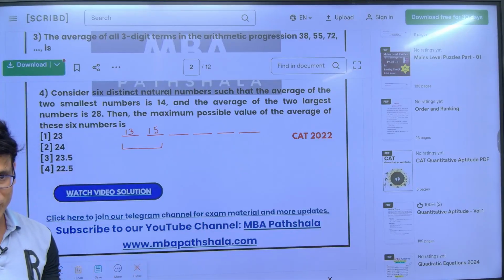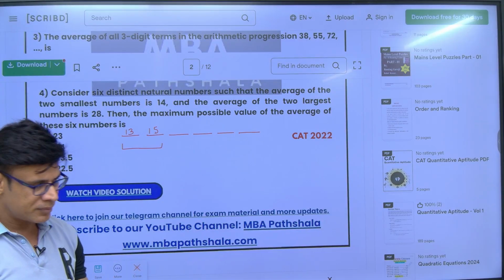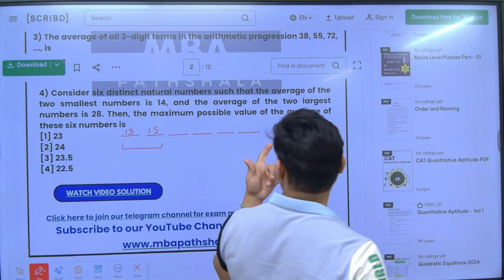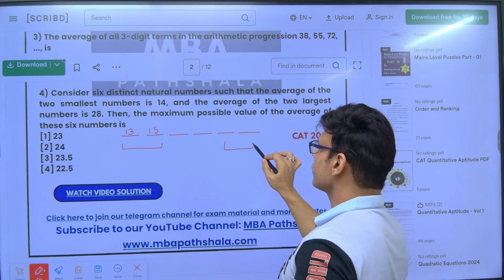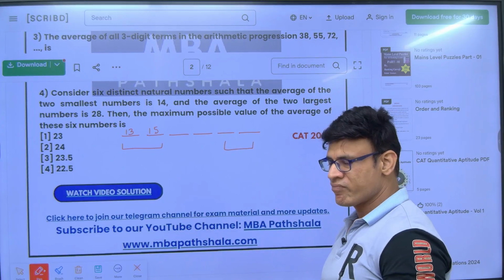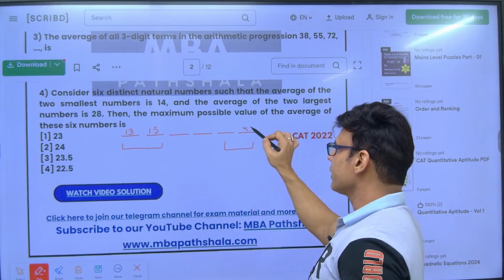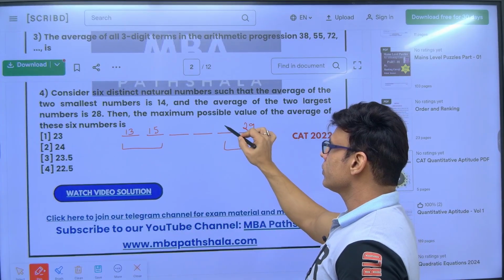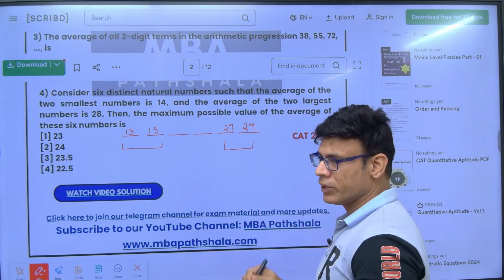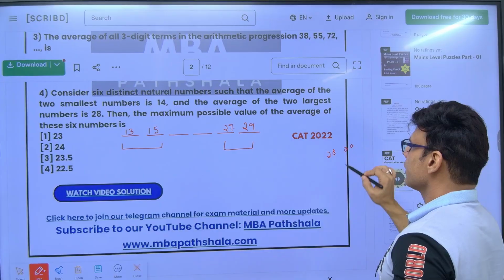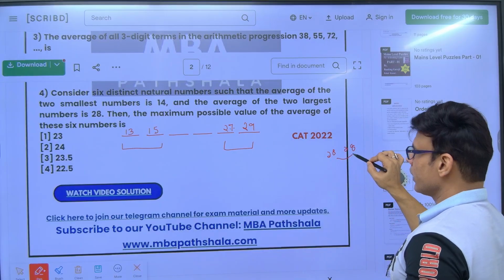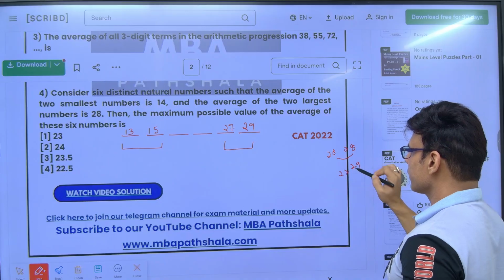I cannot take 14 14 because distinct है। लास्ट पे आते हैं, the average of largest two numbers is what? 28, ये 28 है, so sum 56। एक 29 कर दो, इसको 27 कर दो, तो ये भी 56 हो गया। सी सपोज टू बी 28 28, लेकिन सेम नहीं हो सकते, तो एक इधर दे दो 29 27, राइट?